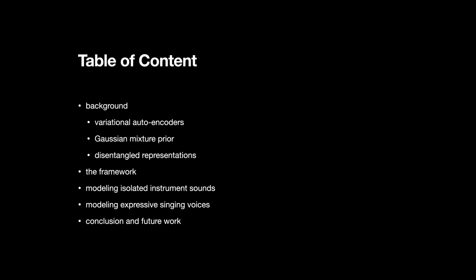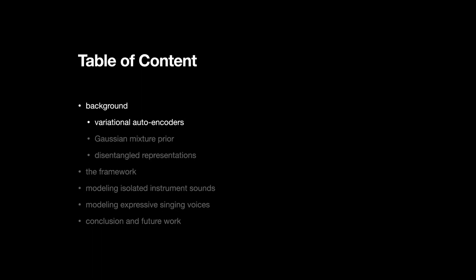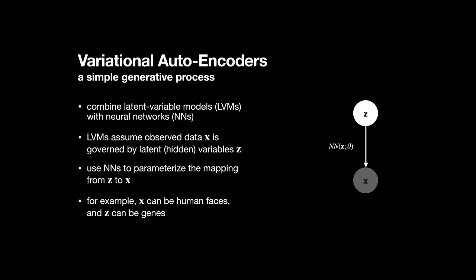Let's start off the presentation with the variational autoencoder. It describes a simple generative process, which says that the observed data X is generated by a latent variable Z, which is hidden, not observed. This is basically a latent variable model, and we want to map the relatively simple latent variable Z, which lies in a low dimensional space, to a relatively complicated observed data space, which lies in the high dimensional data space. For the mapping function, in the era of deep learning, we use a neural network to parameterize it.